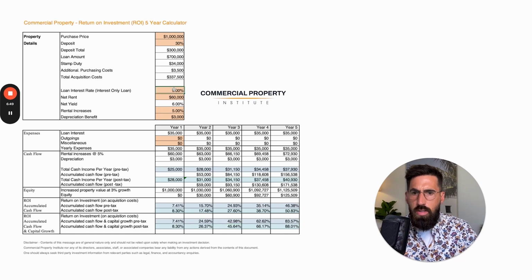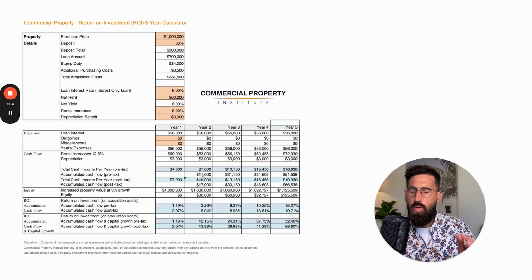If, for instance, interest rates came down to 3%, then it becomes even more attractive. If they went up to say 7 or 8%, then the yields become a bit lower. So getting your head around this spreadsheet is really important because it'll actually show you a true comparison between residential, commercial, and shares, and you can make an informed decision moving forward.